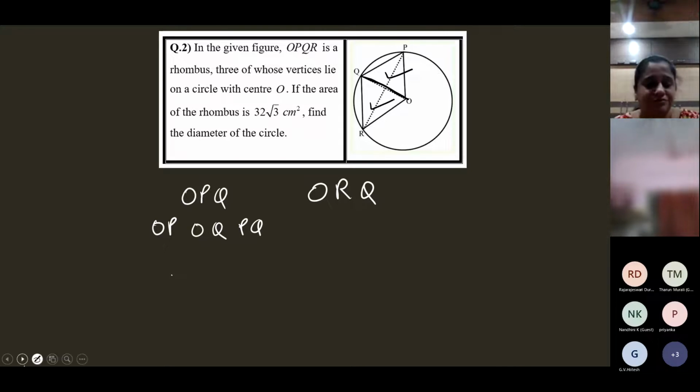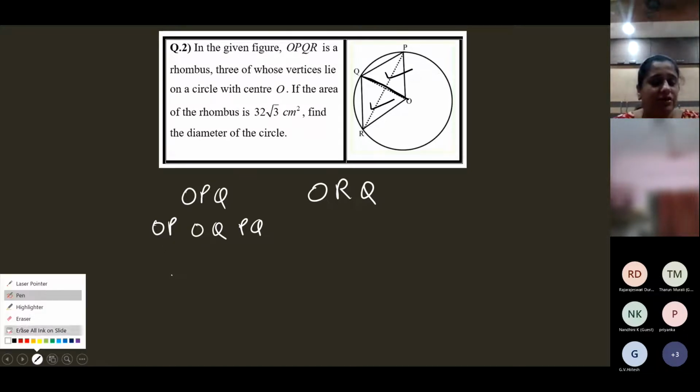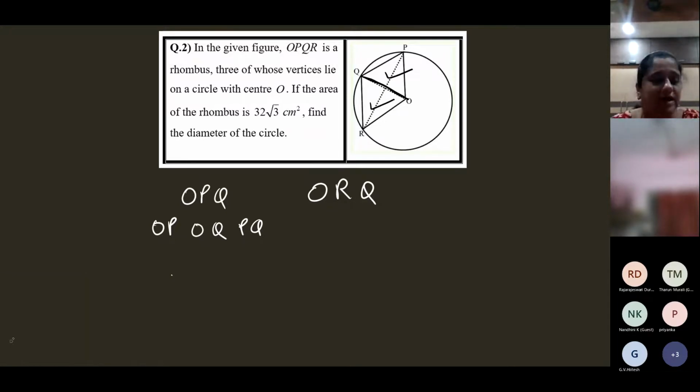Now see here. In these three, tell me the radius which is also the side of the rhombus. OP. OP is a side of the rhombus. It's also the radius. So is OP equal to PQ?